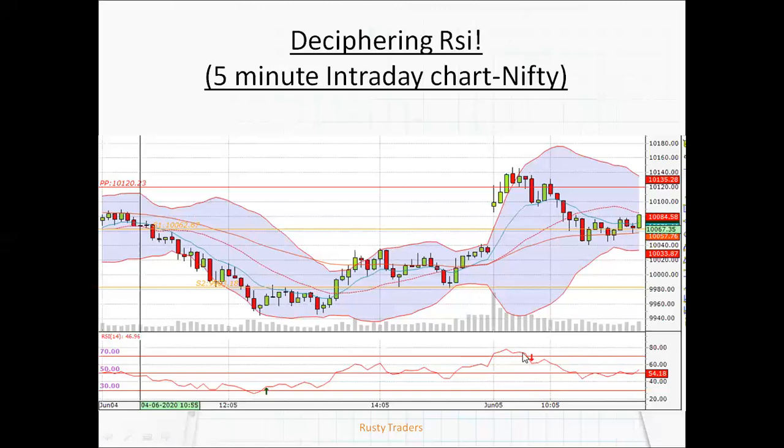You wait for it to come down, retrace it below 70, and that is where you enter your short trades. This is an example of an index.